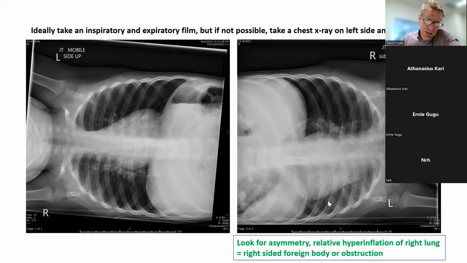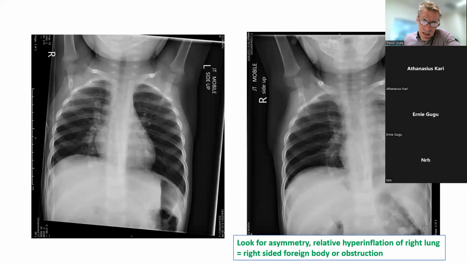And this is a relatively common thing we see in pediatric practice. So it's good to look for differences in the inflation of one lung versus the other lung. These are the same x-rays, but I've just put them around the other way. You can see there's not much difference when the child was left side down, but when the child was right side up, there was a big difference. That is, the right lung was very distended and the left lung was down.